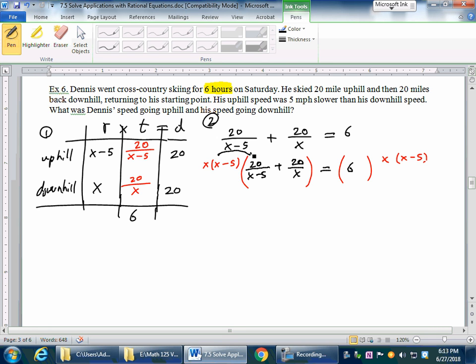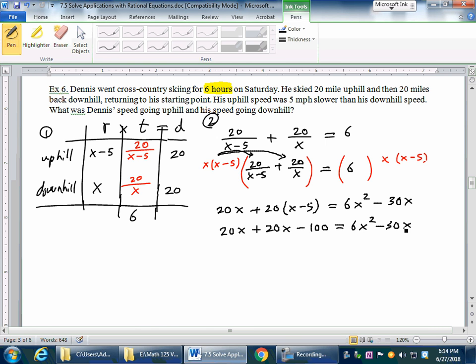Distributing on the left hand side, when I distribute it to the first fraction, x minus 5 cancels out, so it will become 20x. And distributed to the second fraction, x and x cancel out, so it will become plus 20 times x minus 5. Equal to, when I distribute 6x into the binomial, it will be 6x squared minus 6 times 5 is 30x. Simplifying a little bit further, it will be 20x plus 20x minus 100 equal to 6x squared minus 30x.